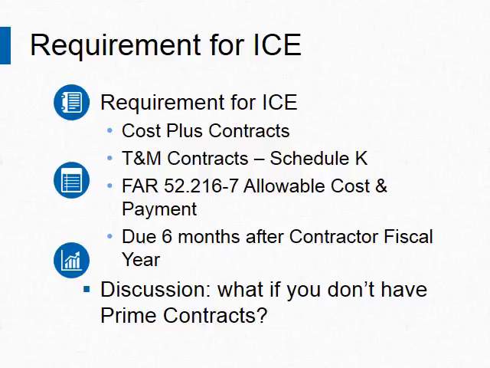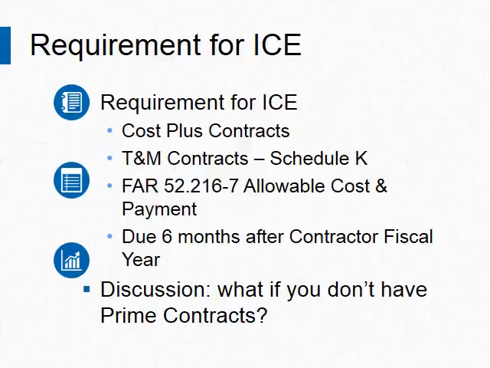Besides the cost-plus contracts, that's pretty obvious. T&M contracts, which sometimes are described as firm fixed price, level of effort, may require an ICE for 2 reasons. One, if you have ODC, other direct cost, or direct travel on these types of contracts, and those have G&A or general administrative cost applied as a percentage, you've got to settle up because there's an indirect rate applied, and you have to prove what your actuals were compared to what you billed.